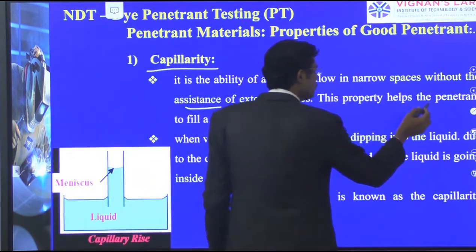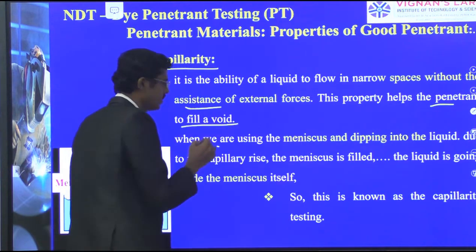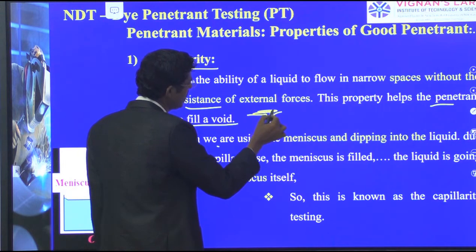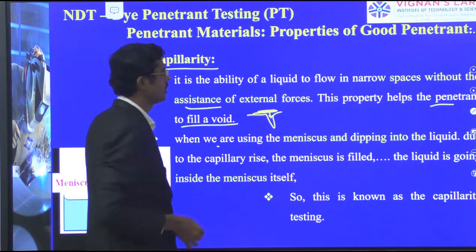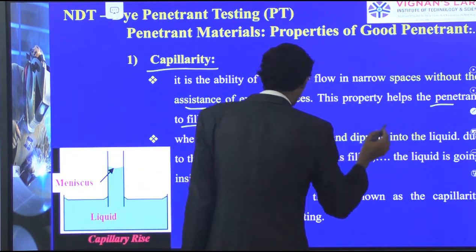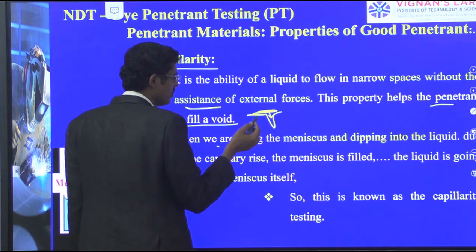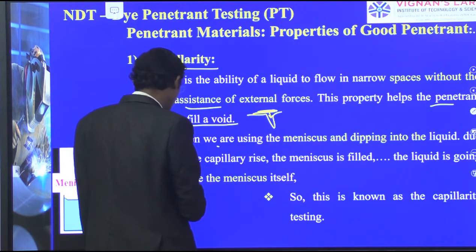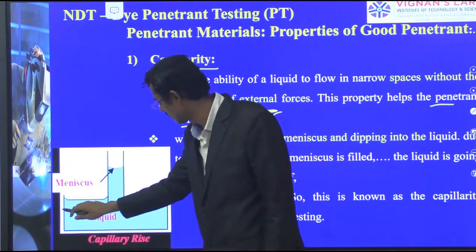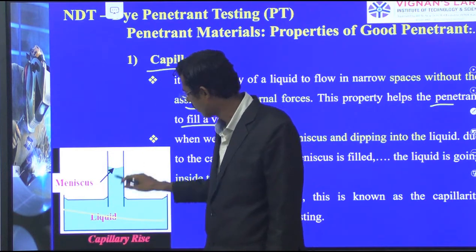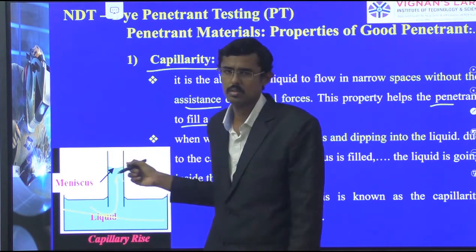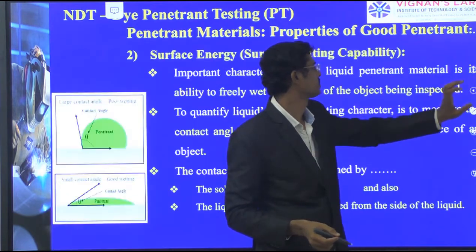This property helps the penetrant to fill the void. Where is the void? This is the void, and the liquid is filled here and comes down onto the void by capillary action. When we dip a meniscus tube into the liquid, due to the capillary rise, the liquid goes inside the tube itself. So this is known as capillary testing. We keep a bath and a tube through which the liquid rises automatically. This is called capillary action.